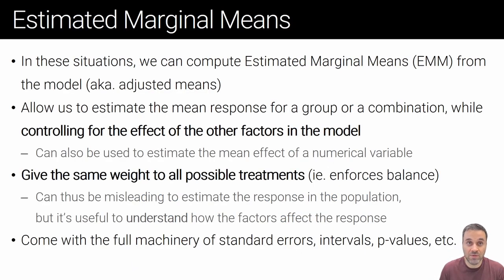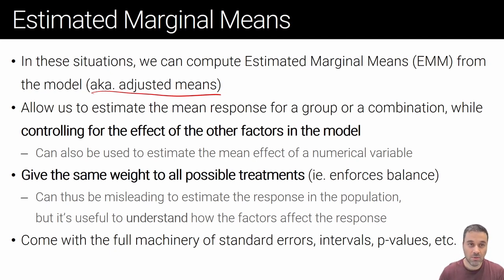Well, we enter the world of estimated marginal means, or EMMs. They're also known as adjusted means. And they're going to allow us to estimate the mean response of the model for a certain group or combination of the factors, while controlling for the effect of the other factors in the model. This is the important part. So we can provide estimates for whatever combination of the factors we are interested in, while controlling for the effect of the other factors. Of course, it can also be used to estimate the mean of a numerical variable. That's fine, but normally we're interested in categorical variables, in comparisons across groups.